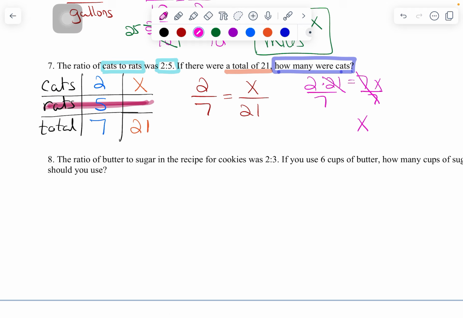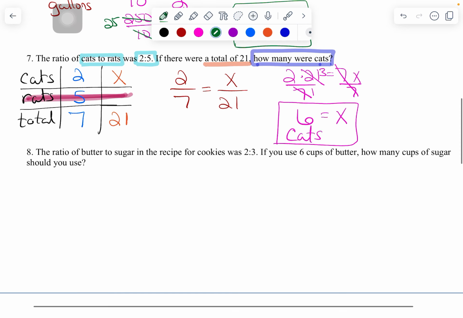All right, so simplifying before I do any multiplication, 21 divided by 7 makes 3. 7 divided by 7 is 1. And so picking up the 2 here and the 3 here, that's going to be x equals 6. And that was cats. Okay. So that one is a little bit different than the first 2, but still in the world of proportions. You can set up the little tic-tac-toe board and solve it.